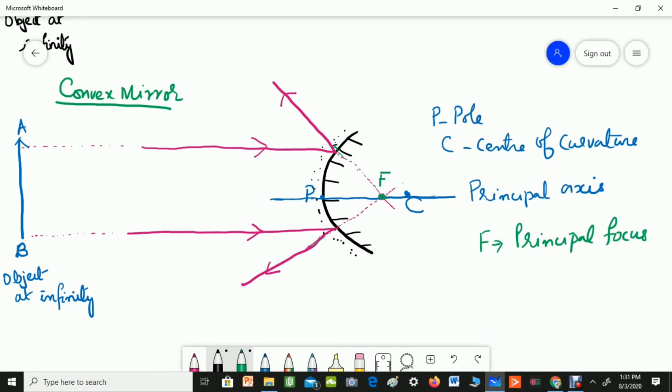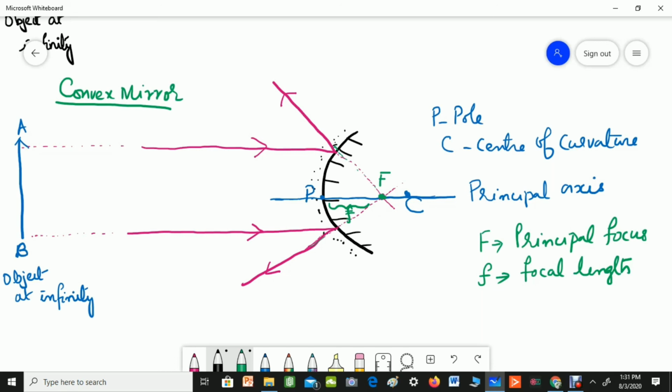And what is the distance between P and F? That's called small f. What is small f? The focal length of the convex mirror. And it is represented by the small letter f.